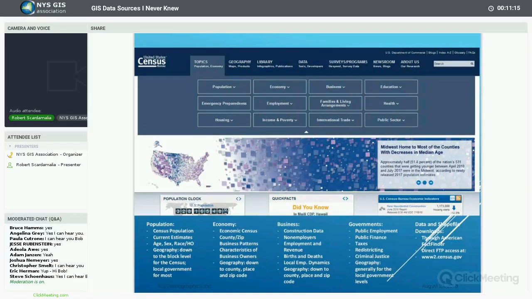And then there's a whole range of economic characteristics. The economic census that is taken every 5 years. The 2017 census is in process as we speak. County business patterns. How many businesses, of what type, of what size, down to the county and zip code level. Characteristics of business owners, minority business owners, women-owned businesses. All of this information comes out of the Census Bureau.